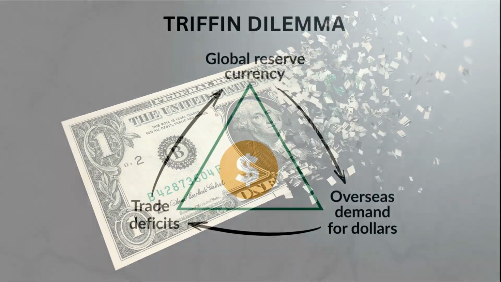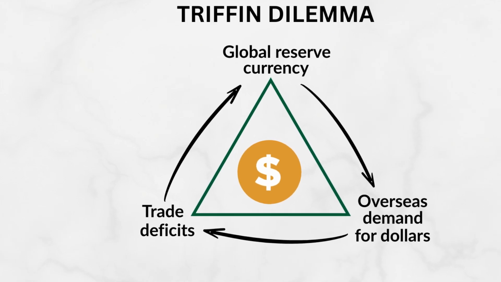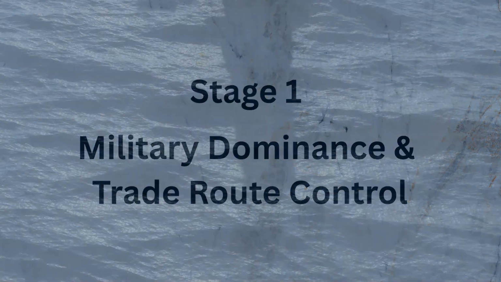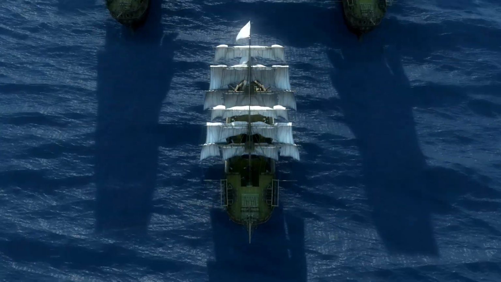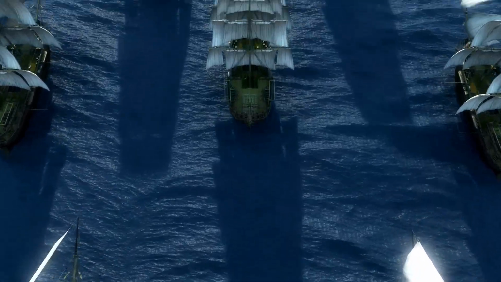This is the Triffin dilemma. You can't be both the world's reserve currency and maintain a trade surplus. It's mathematically impossible. Now the stages. Stage 1. Military dominance and trade route control. Every reserve currency begins by controlling the pathways that support global commerce.